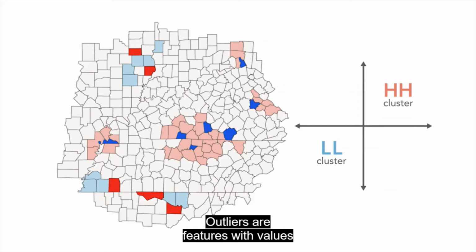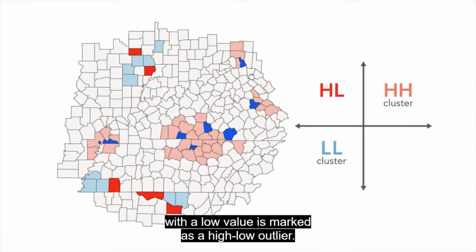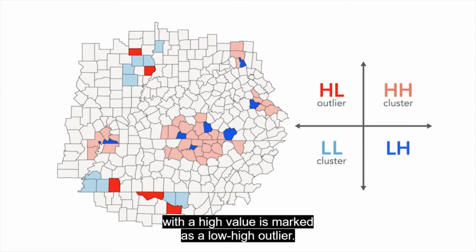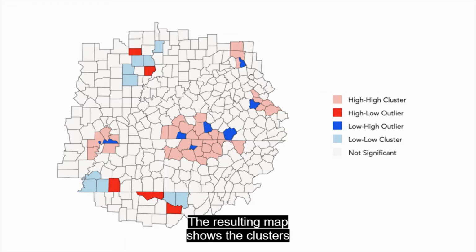If the feature and the neighborhood have dissimilar values, the feature is considered an outlier. Outliers are features with values very different from their surroundings. So a feature with a high value surrounded by a neighborhood with a low value is marked as a high-low outlier, and a feature with a low value surrounded by a neighborhood with a high value is marked as a low-high outlier. The resulting map shows the clusters in the lighter shades of pink and blue, and the outliers in the brighter shades of red and blue.